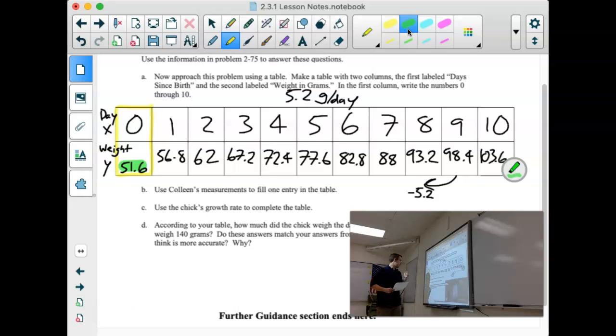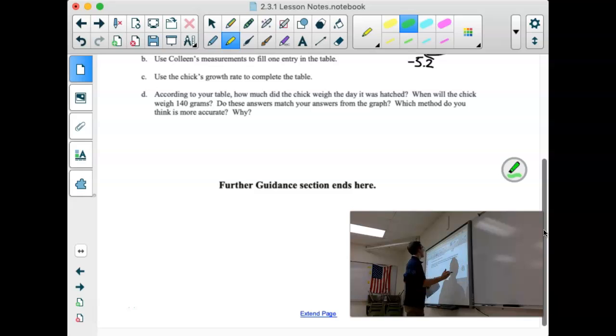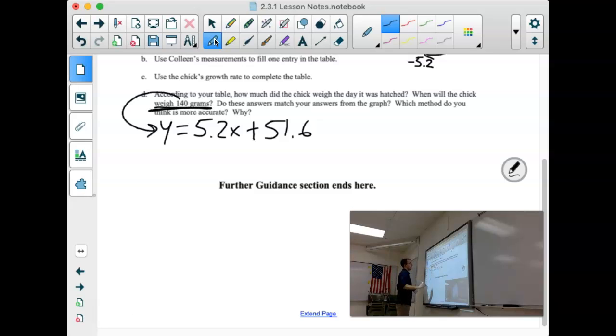So when will the chick weigh 140 grams? Before we try to figure that out, let's update our equation here. So we know that y is now equal to 5.2x plus 51.6. So now we're going to try to figure out when our weight is 140 grams. That 140 has to go in for y, because our y is telling us how much that chick weighs.